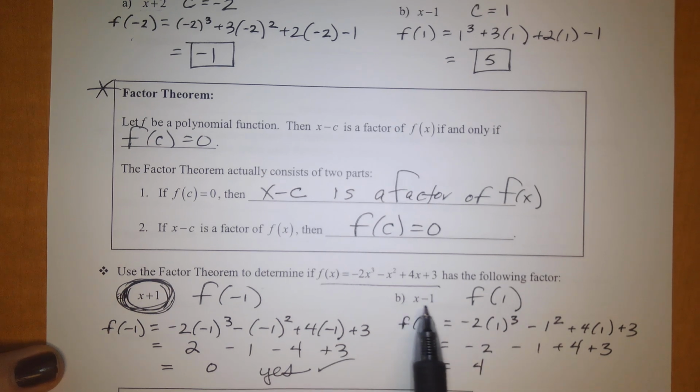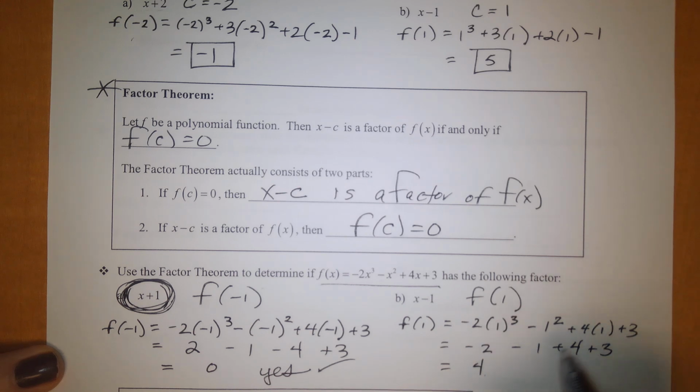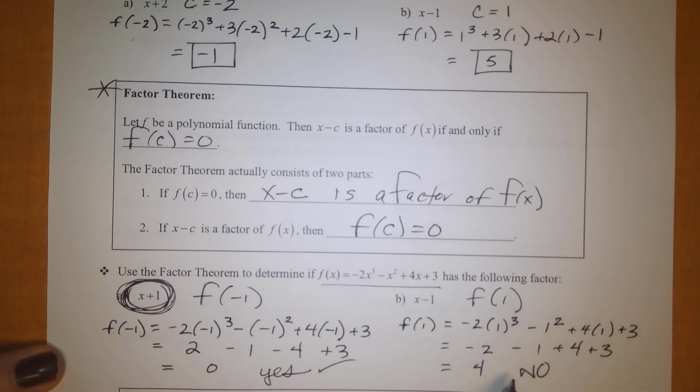Since when I divide this factor into this polynomial, you get a remainder of 4, that means no, this is not going to be a factor of this polynomial. Because when you do the long division, you don't get a remainder of anything other than 0.